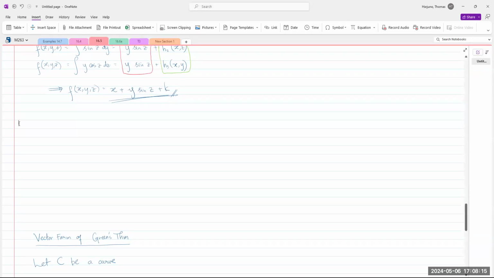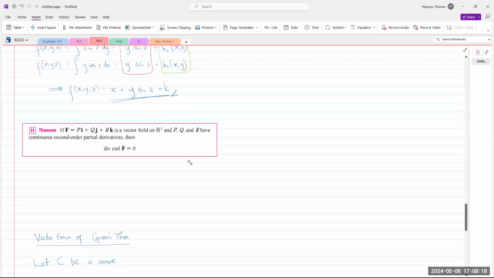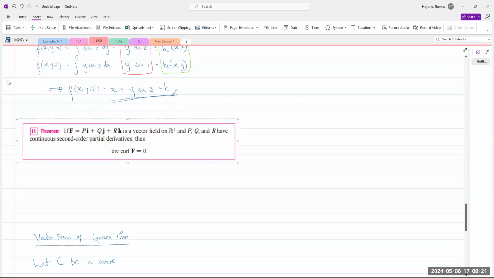We have this theorem here. If F is a vector field and P, Q, R have continuous second order partial derivatives, then the divergence of the curl of that vector field must be zero. Now notice that this vector field PQR may not be conservative, but the divergence of the curl will still be equal to zero.